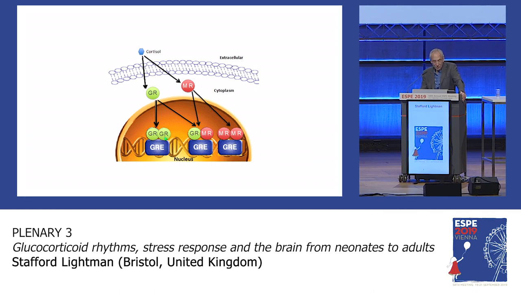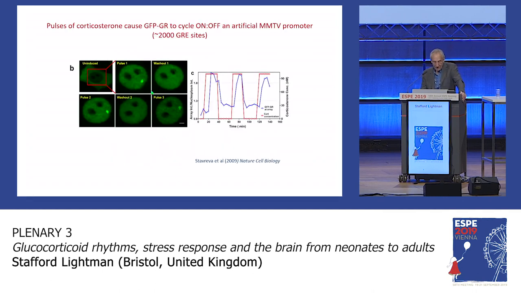Now, what we can do is we can look at this, and what we did with Gordon Hager in the States is that we created cells which had large numbers of these glucocorticoid response elements, about 2,000 of them, all next to each other on the DNA. So that meant that if we have fluorescent glucocorticoid receptors, we can actually see where they bind to the DNA because it fluoresces, because there are all these binding sites all next to each other.